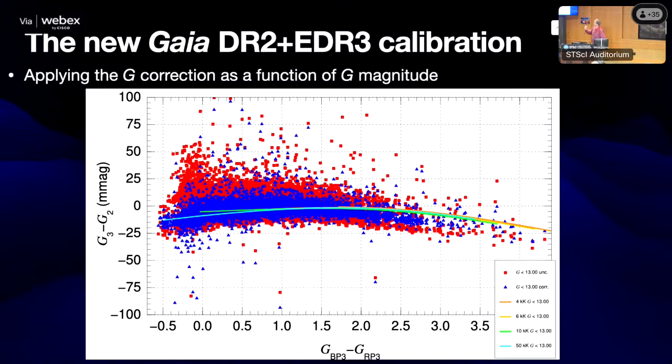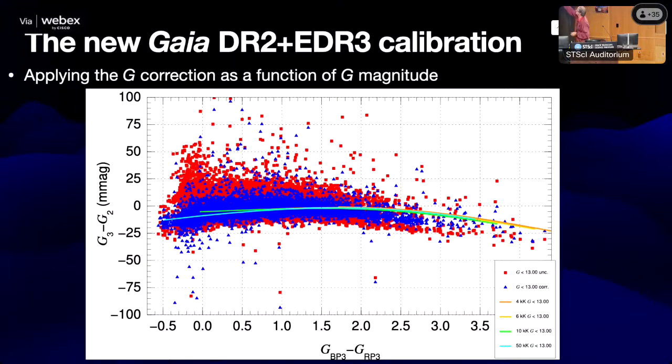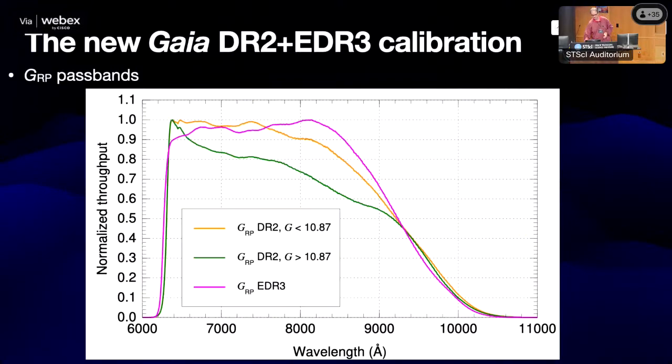The effect of this is that if I compare this with an independent sample of OB stars, and I compare the color against the difference between G3 minus G2, then if you do this with spectrophotometry, you expect simple curves like that. If you don't apply the magnitude corrections, you get something that is off, so it's not a good agreement. But once you apply the corrections, you get something that is very tight, meaning that those corrections really improve the photometry.